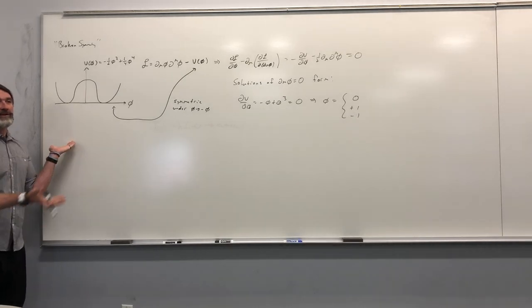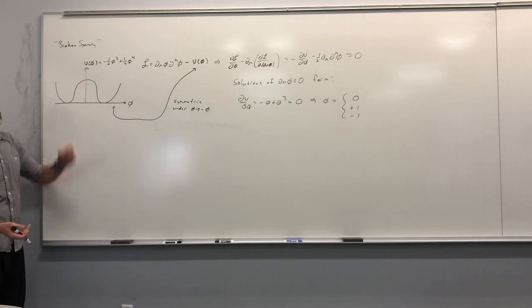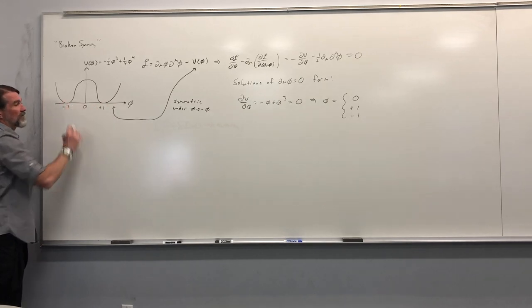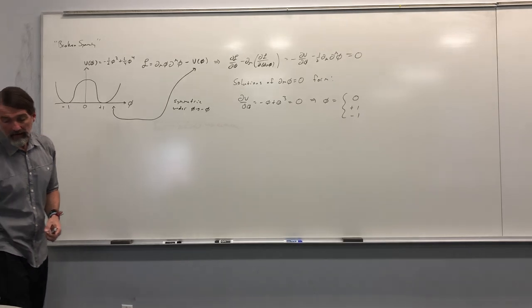You could have looked at the picture and gotten that, right? You want the derivative of V with respect to phi to be 0. It's here, here, and there. Okay? So we have the 0 solution, the plus 1 solution, and the minus 1 solution. Make sense?